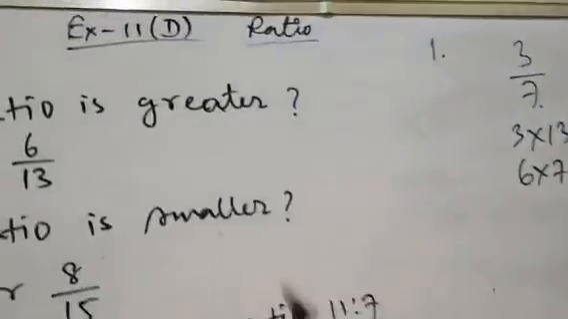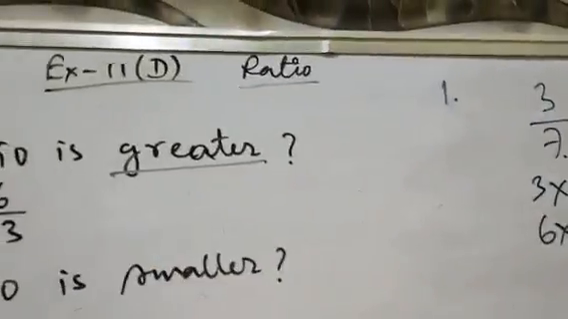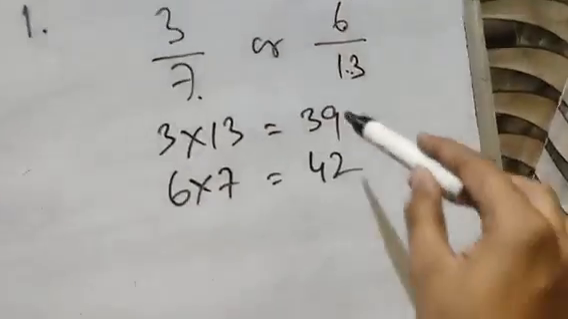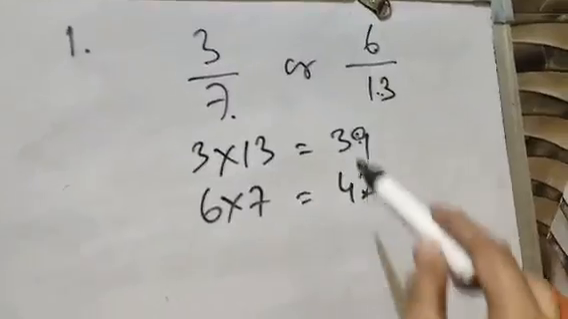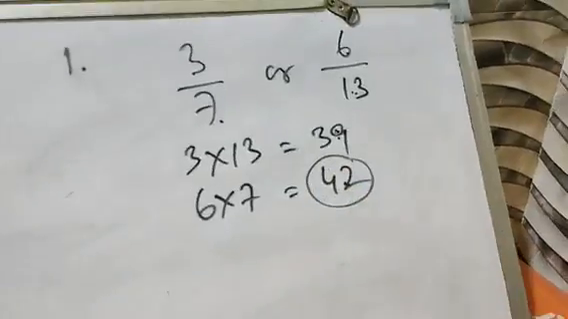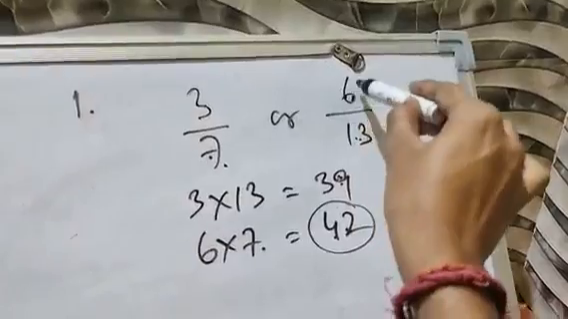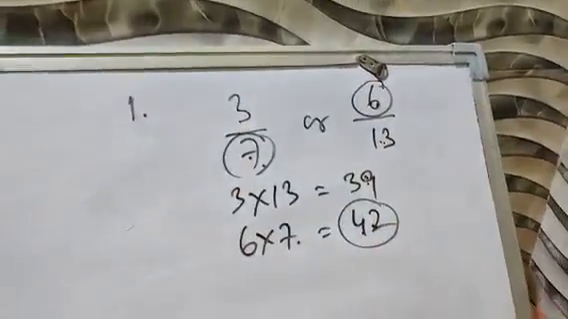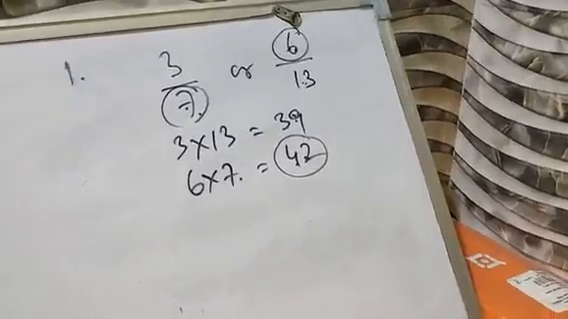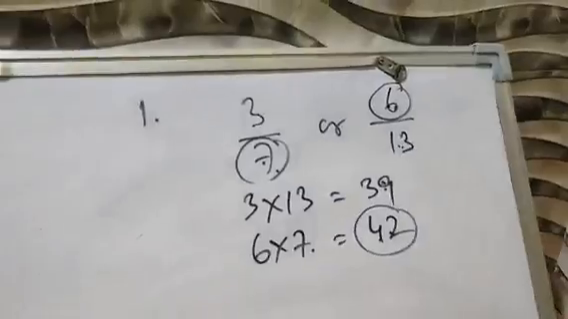Now the question is, which ratio is greater? To identify that, see which one is greater between these two. 39 is greater or 42 is greater? Obviously 42 is greater than 39. So 42 means 6 into 7. Between these two, which one is in the numerator? 6 is in the numerator. So 6 by 13 will be greater.